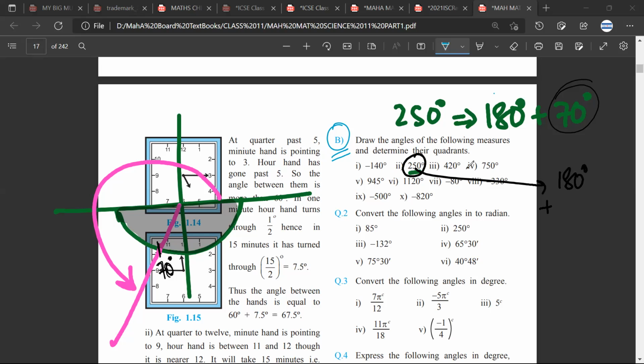Okay, 250 we have done. So, for example, can I see another angle? Yeah, 330. So, 330 would be 360 minus 30. Have you understood what I've done?